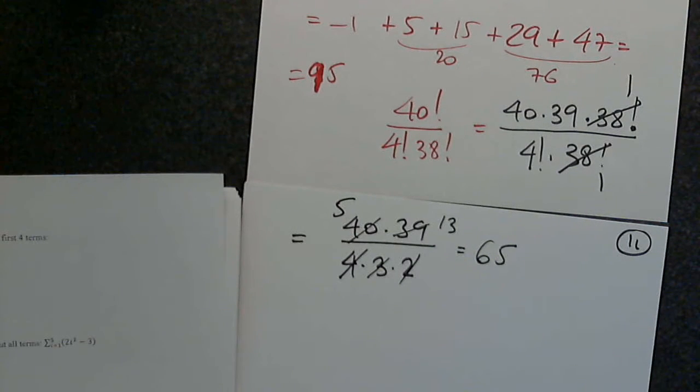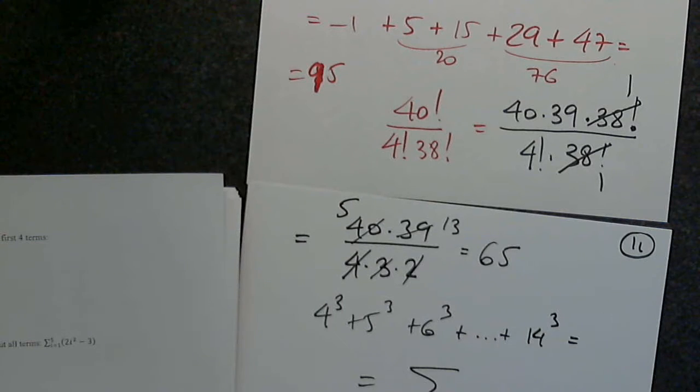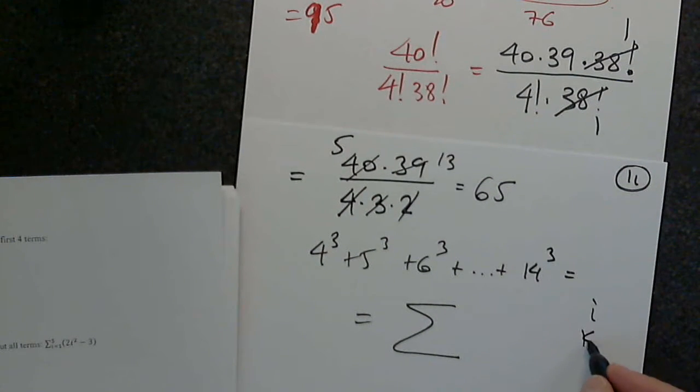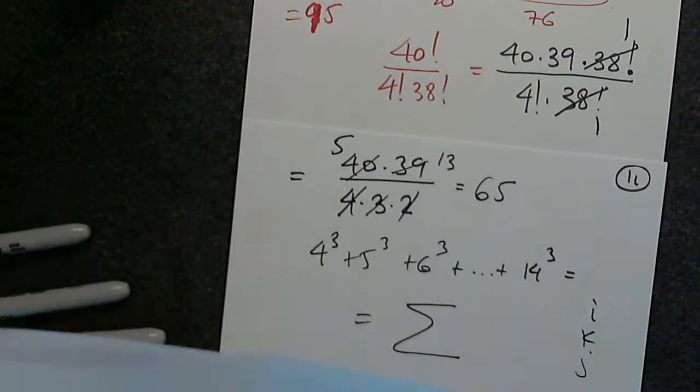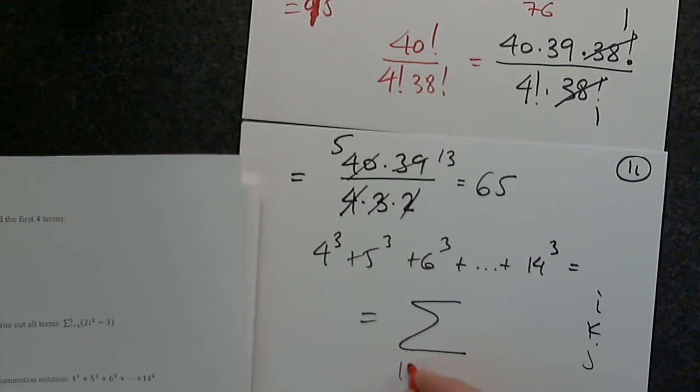Let's express the sum from 19. Any questions on the previous problem? 5 cubed plus 6 cubed plus dot dot dot plus 14 cubed. It doesn't matter which index you use. You can use i, k, and j. You should not use n. You can, but we should use i, k, or j. I saw in some of your tests you used n. Okay, so let's say we use k.